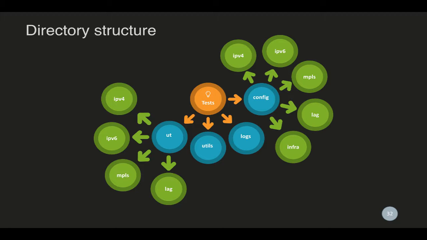But yeah, in tests LC there are 4 directories: unit test or UT, utils, logs, and config. Logs has all the logs of the test cases that you ever run. Unit test has 4 directories again, which are IPv4, IPv6, MPLS and lag. Same thing happens in config. So config has all those objects.json files. All our objects.json files will be in the IPv4 folder under config. All objects.json files for IPv6 test cases will be in the config folder under IPv6. Similarly for MPLS and lag.